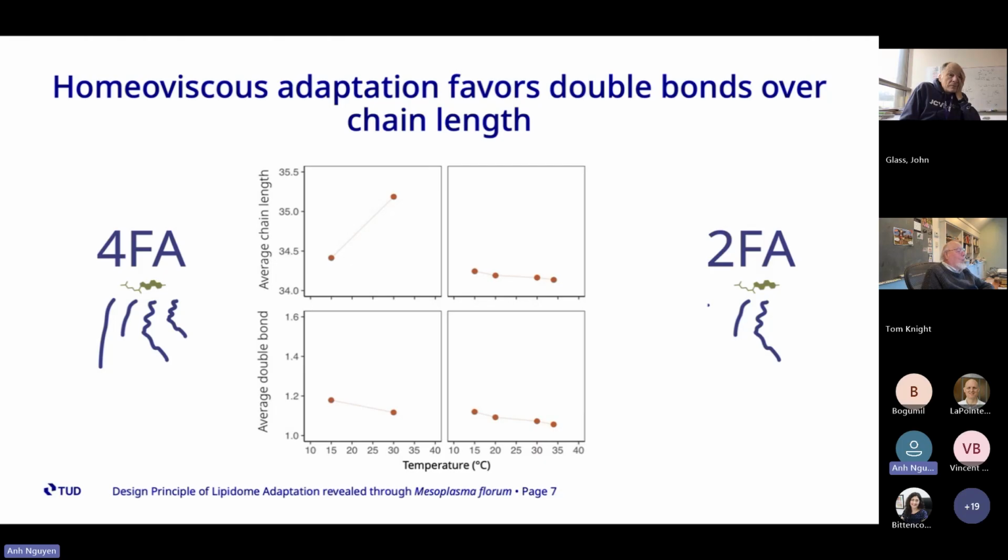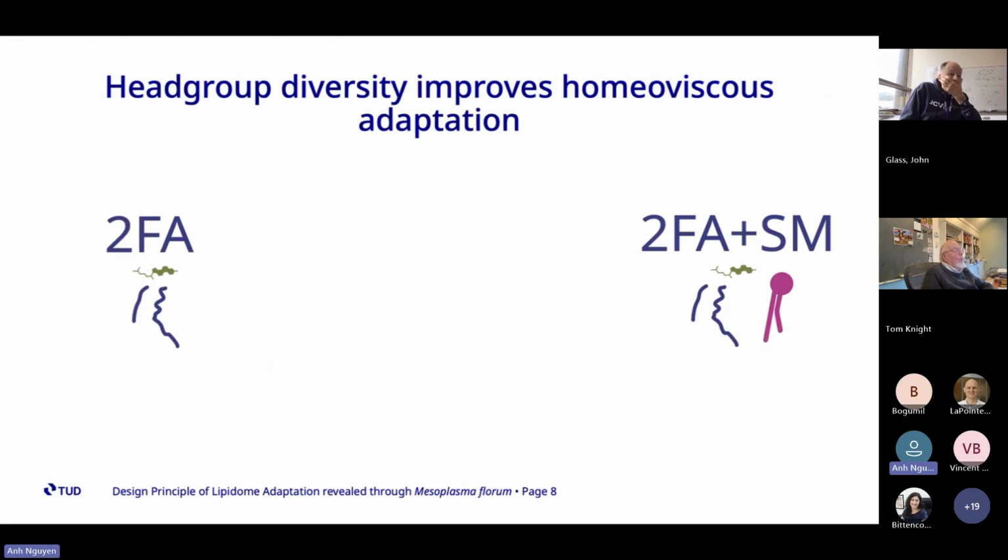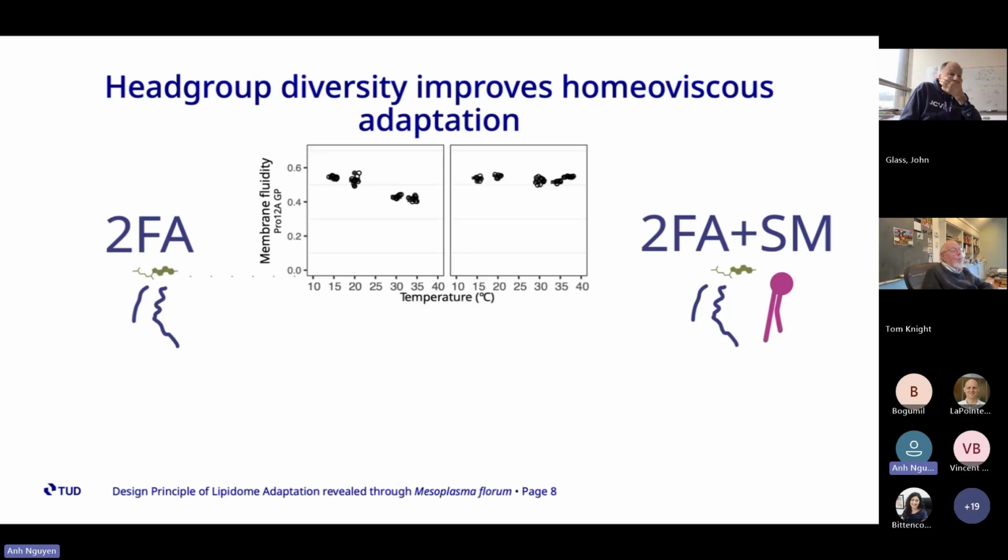So this is a pretty restricted diet, and we can easily introduce more diversity to it by adding another phospholipid. In this case, sphingomyelin is something that they actually also take up from the serum. If you look at how they homoviscously adapt, we see a pretty impressive recovery because they are able to maintain membrane fluidity much better, and also they actually gain 4 more degrees of viable temperature range.